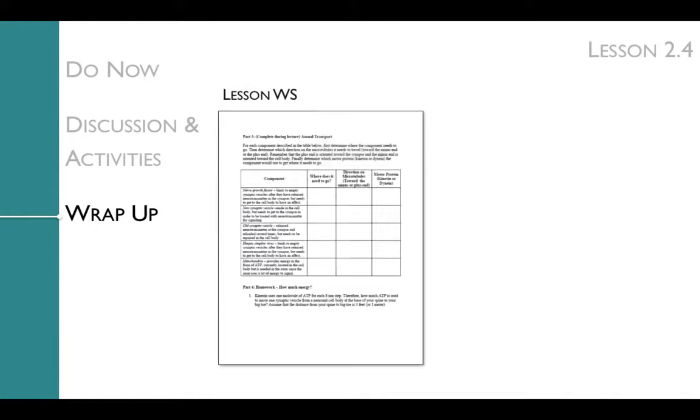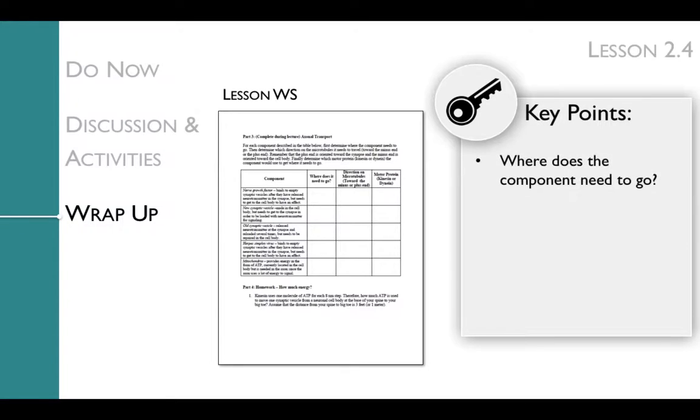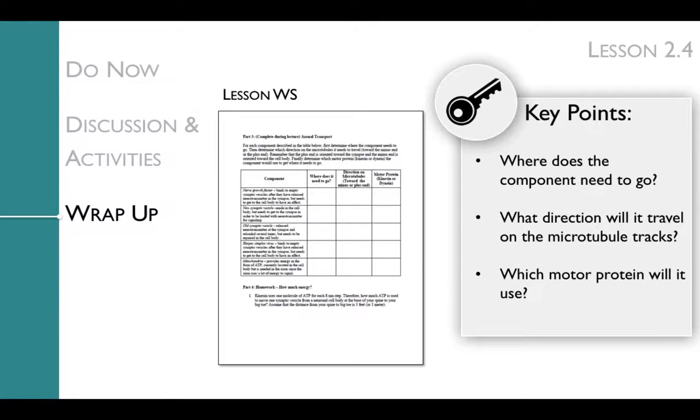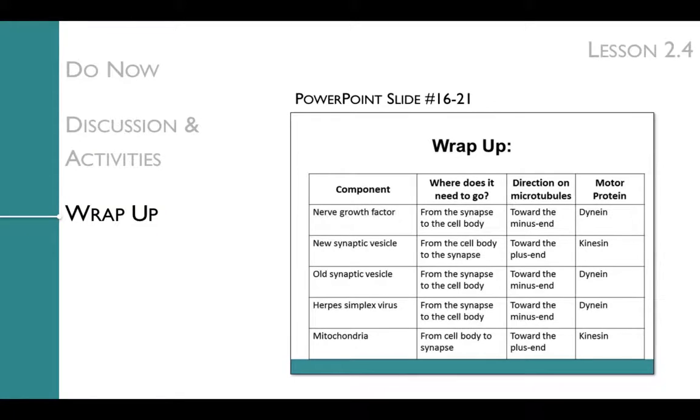In the wrap-up, you'll review part 3 of the lesson worksheet, in which students needed to apply their knowledge of how components get to different neuronal compartments. The key points here were: where does the component need to go? What direction will it travel on the microtubule tracks? And then which motor protein will it use? You'll use slides 16 through 21 to review this worksheet and answer those key questions for each of the 5 components students needed to sort.